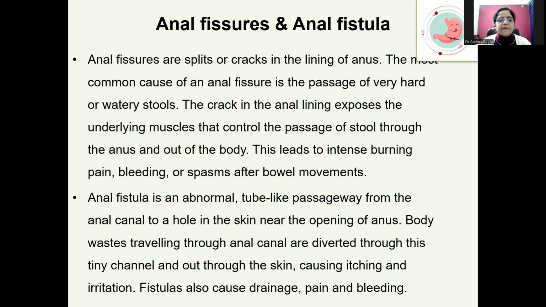Anal fistula is an abnormal tube-like passageway from the anal canal to a hole in the skin near the opening of the anus. Body wastes traveling through the anal canal are diverted through this tiny channel and out through the skin, causing itching and irritation. Fistulas also cause drainage, pain, and bleeding.